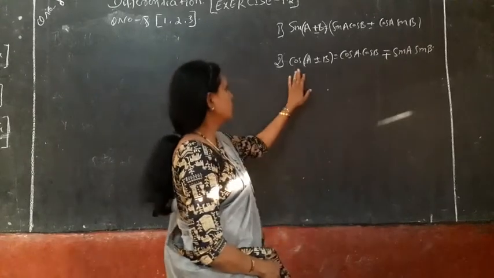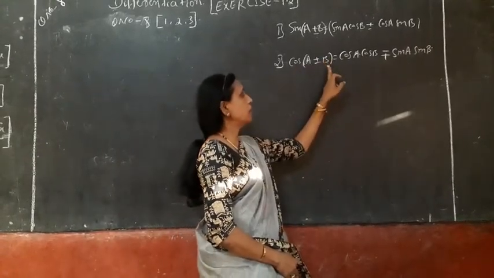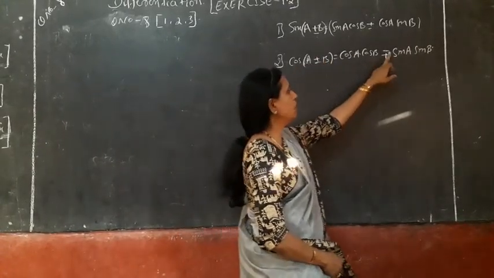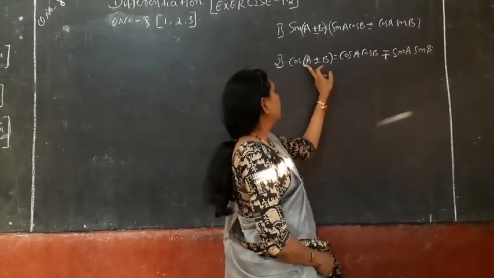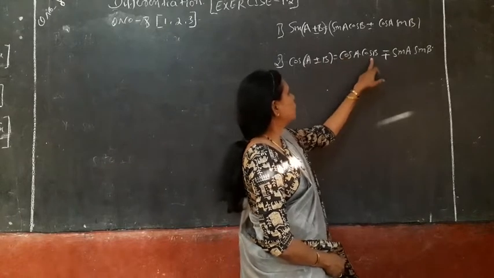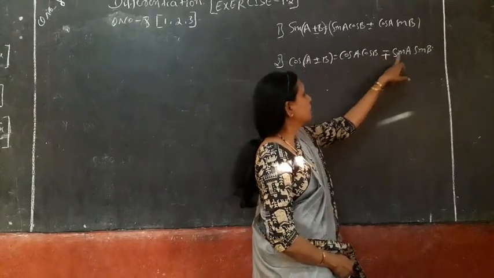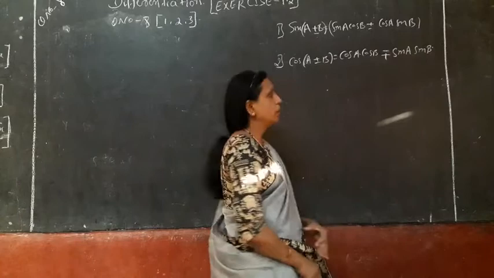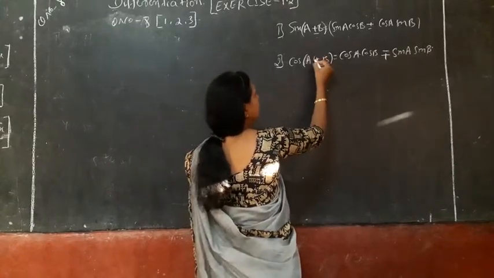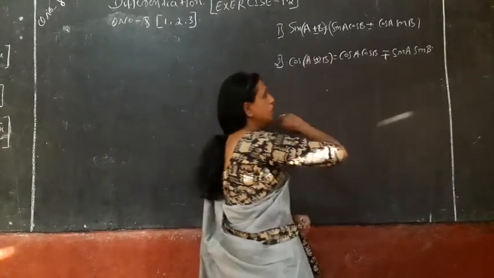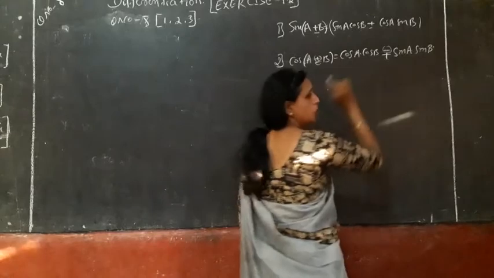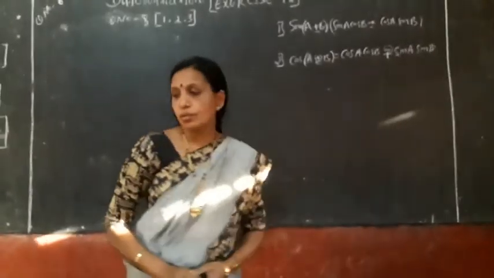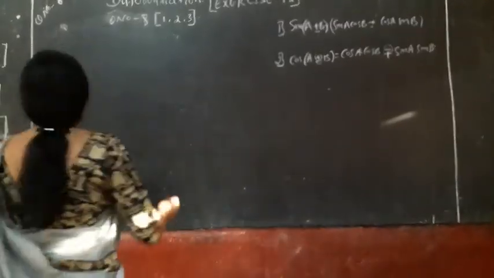But in the second case, see here, cos of a plus or minus b equal to cos a cos b minus or plus sin a sin b. It means if it is cos of a plus b, then we get a negative sign here. If it is a negative sign, we get a positive sign here. Okay, so let us solve the examples one by one.